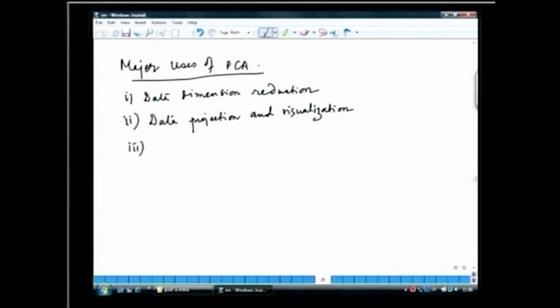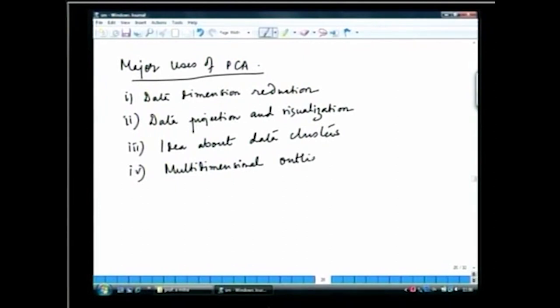The third one is, once we project the data, certain features of the data become apparent to us. That is, we can see formation of data clusters, an idea about the various groupings of the data. And of course, if we can project the data in a two-dimensional plane, we can also see if there is any outlier present in the data. So, that is multidimensional outlier detection, which also can be done. And fifth, there can be some ranking of the multidimensional data also.